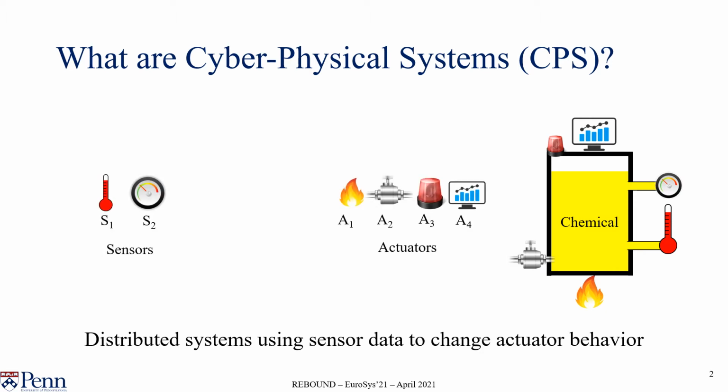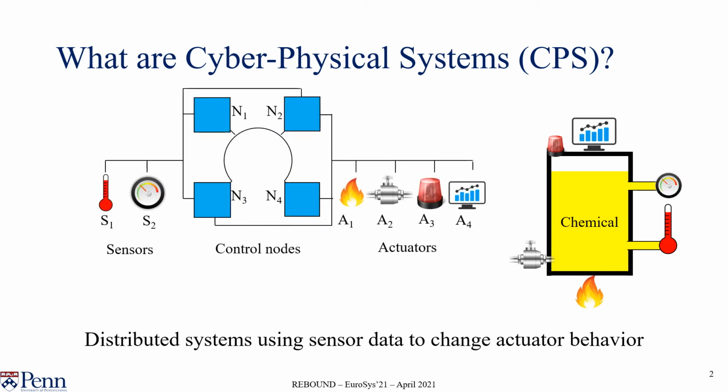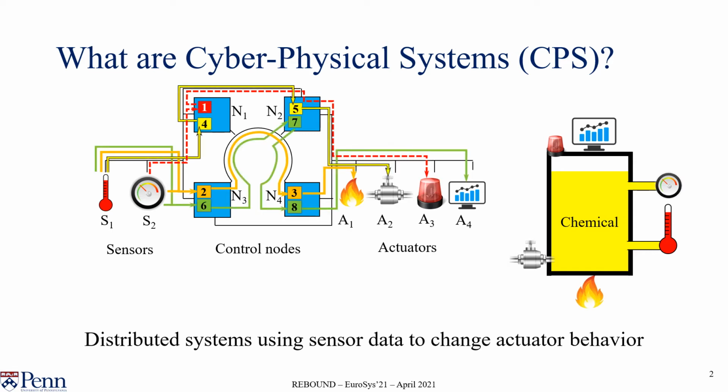The set of sensors and the set of actuators are connected together by means of a set of control nodes. In these control nodes run applications. So we have data, for example, coming from the pressure gauge, going through a control node, and changing the behavior of the pressure alarm. And similarly, we have other applications in which data goes from the set of sensors through to the set of actuators.